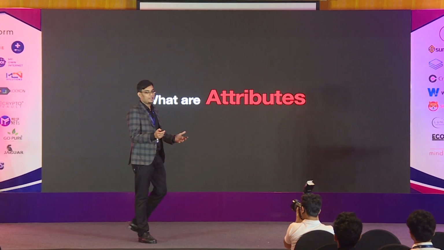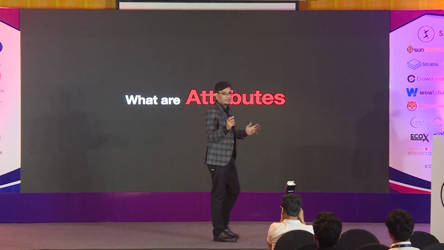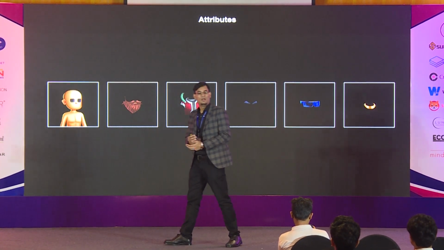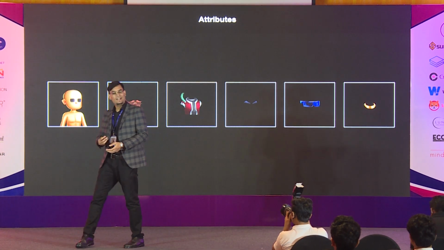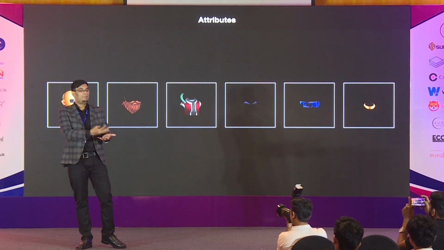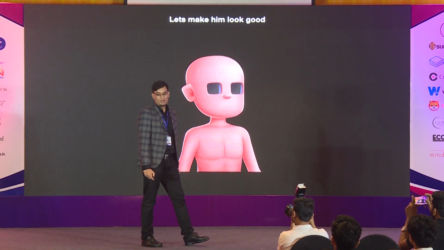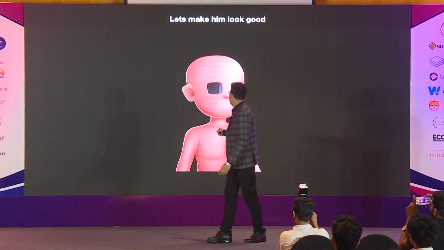So what are attributes? Attributes are nothing but different components which sum up, combine, and then create a more complete form. The very basic definition. So let's say, for example, over here we have a guy.